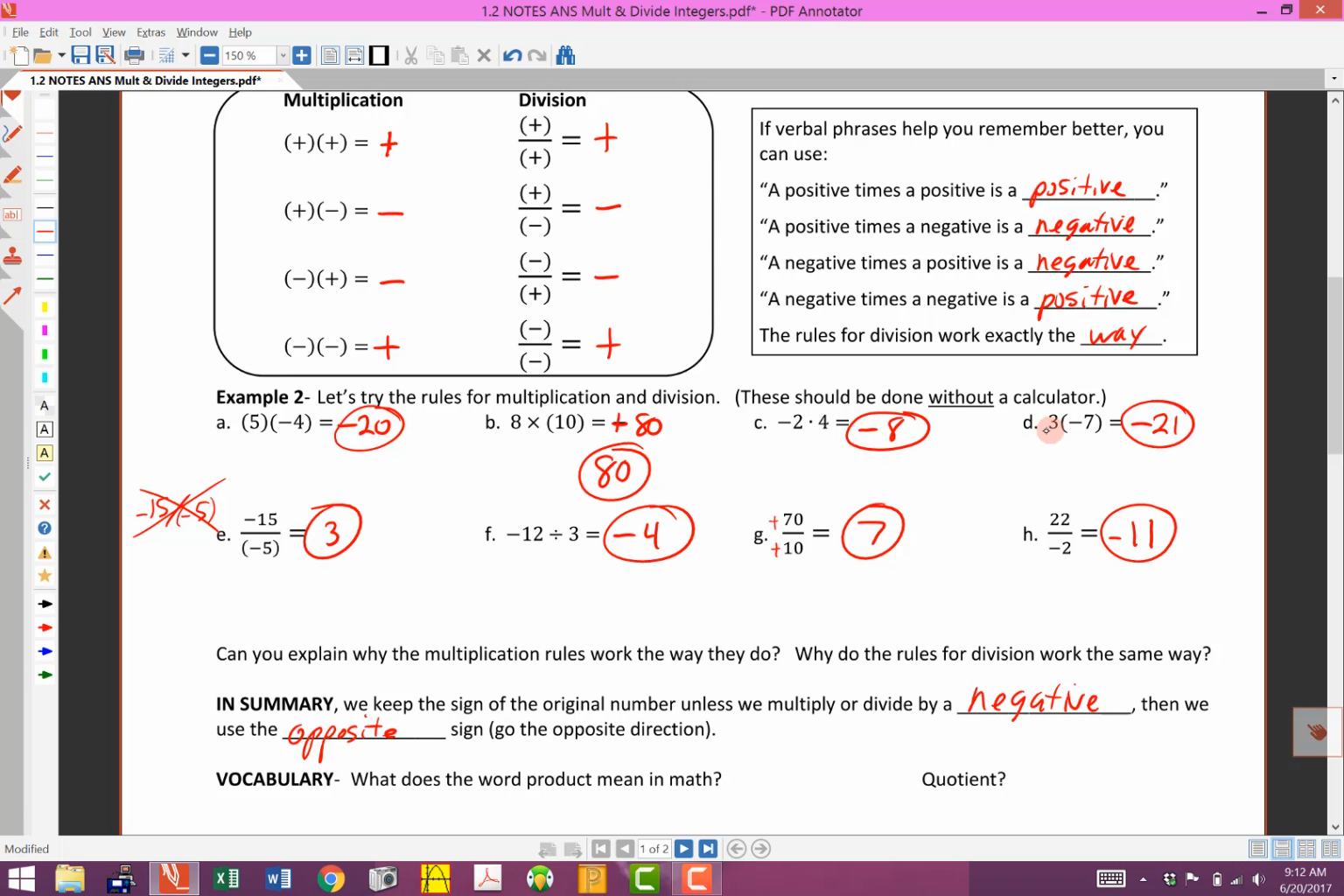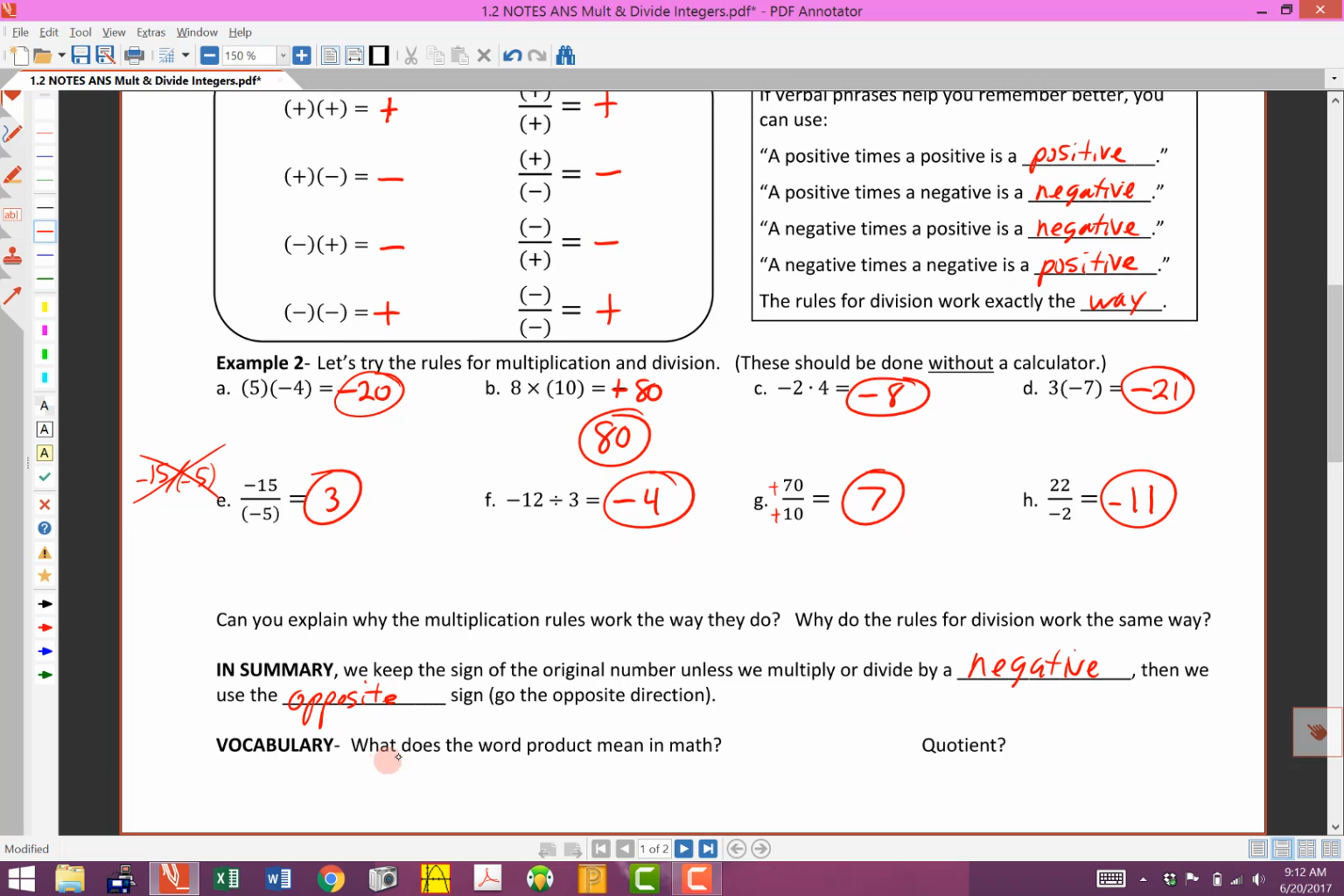This one starts out positive. It gets multiplied by a negative. So that's the opposite of positive, so we end up with a negative answer here. Same type of thing here. Let's think about division. Starts out negative. We're going to divide it by a negative, so the sign is going to be the opposite of what it used to be. If it started out as negative, the opposite of that would be a positive, and that's why the answer is positive.